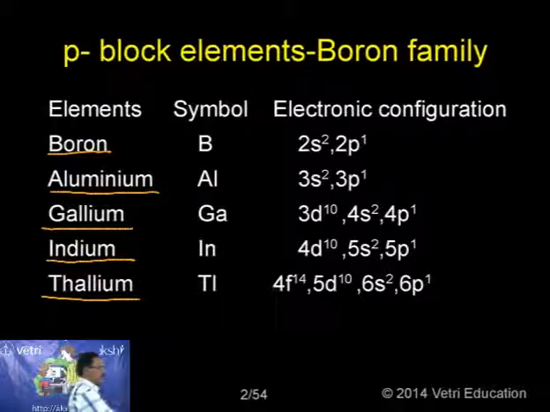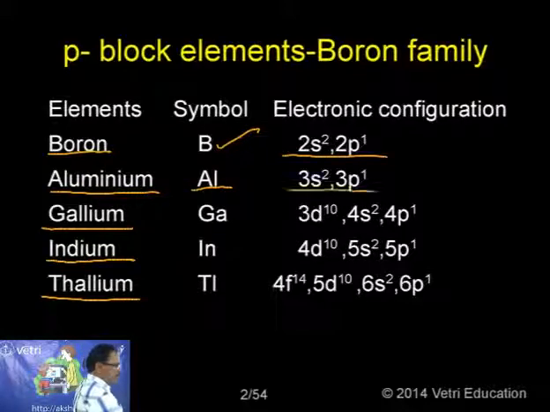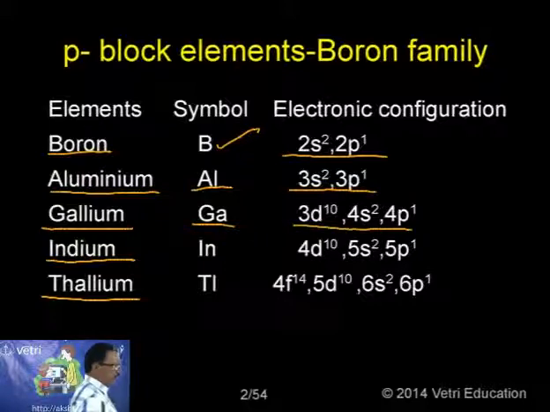Boron, symbol B, has the electronic configuration 2s2 2p1. Aluminium, symbol Al, outermost electronic configuration 3s2 3p1. So the general electronic configuration of these P block elements is ns2 np1. Aluminium 3s2 3p1. Gallium, symbol Ga, 3d10 4s2 4p1.